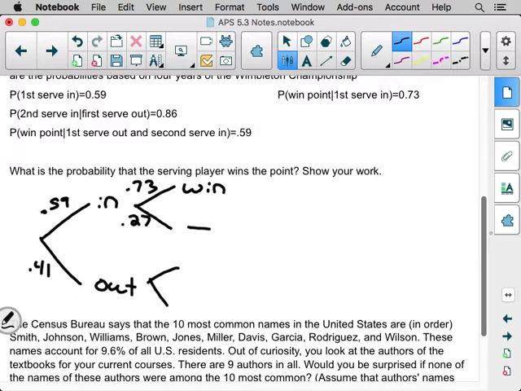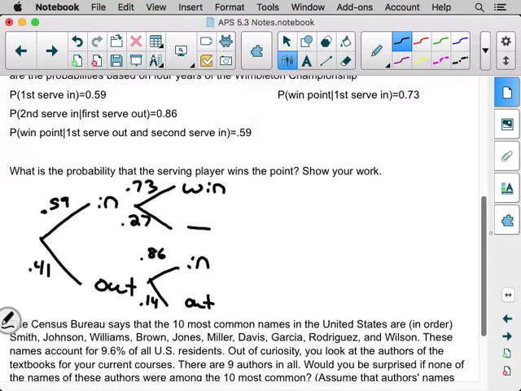Well, now if it went out, remember, if it went out, don't they get a second chance, right? So now they get a second chance to have it go in or out for a second serve. Okay, isn't that what this is telling us? Given that the first serve was out, what's the probability the second serve is in? Well, it tells us 0.86, right? Which again, what would the complement of that be? 0.14.